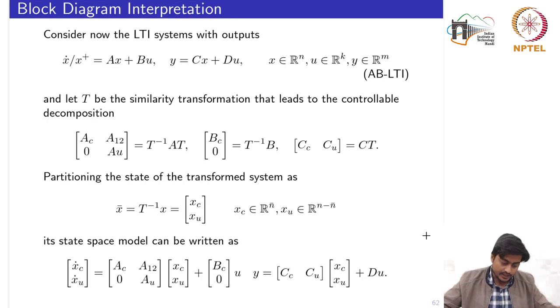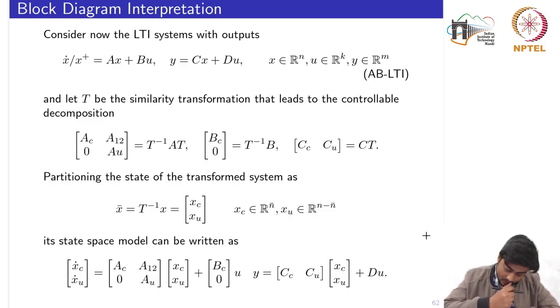Okay. After seeing the controllable and uncontrollable decomposition of the pair A, B, we can go back to the same representation that we discussed previously. So let's see here. We have this LTI system, continuous and discrete both. Here T is a similarity transformation matrix which decomposed the pair A, B into this one, and this is nothing but your A bar, B bar and C bar.